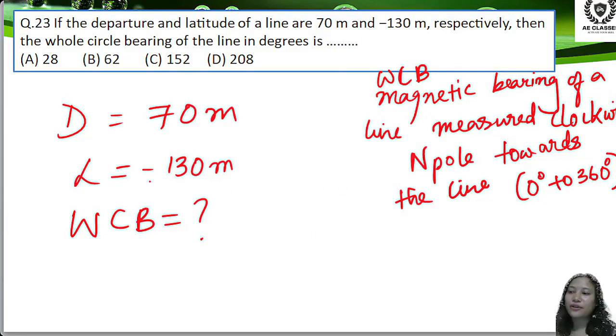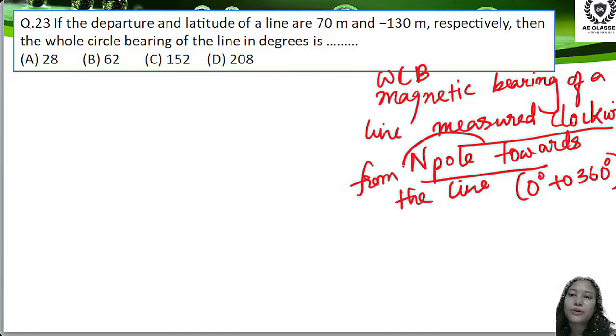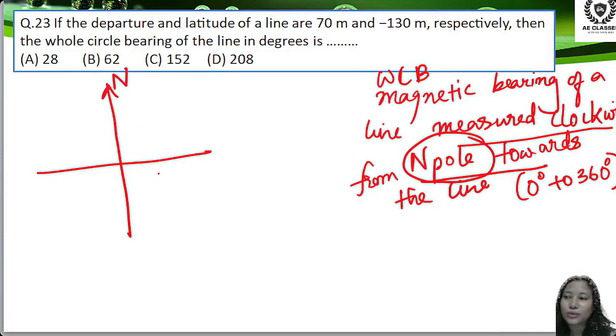Okay, so for this particular equation, the figure will be like this. So as I said, the line is measured clockwise, isn't it? From where? From North Pole. So let's take this as the North Pole. Now what is the question here? What is the whole circle bearing, if departure is 70 meter and latitude is minus 130 meter? Okay, so departure will be like this.